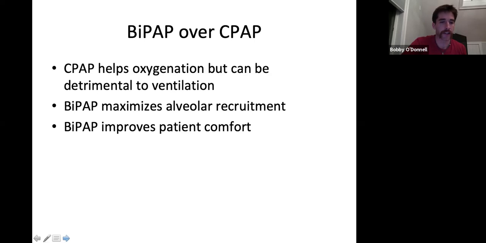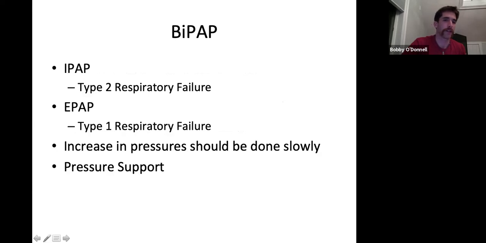It's initially not very intuitive how to set it up, but once you do it a couple times, I think we'll just do a quick cheat sheet so you can just look at it. It's not as complicated as it seems. So your IPAP is your inspiratory positive airway pressure. So we think of something as type 2 respiratory failure, we're thinking about a ventilation issue, or type 1 is an oxygenation issue.